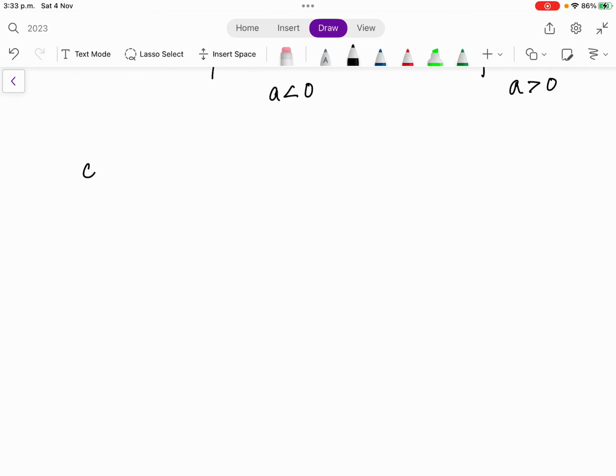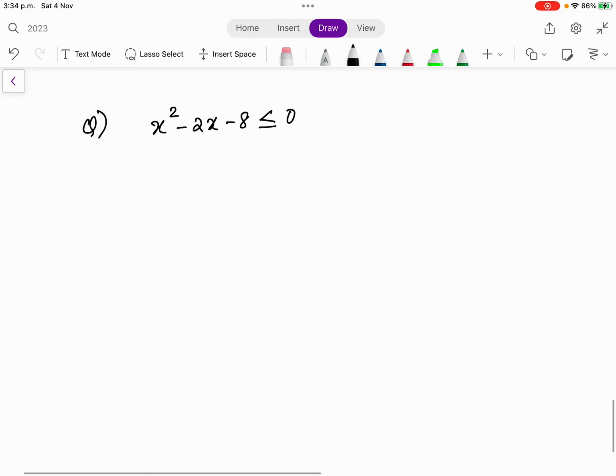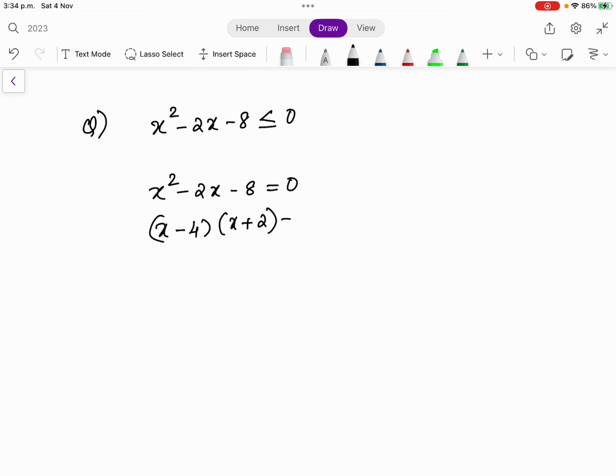Okay, so let's take an example. x² − 2x − 8 ≤ 0. This is the inequality which we need to solve. To solve it, you first solve the equation just like a normal quadratic equation. So x² − 2x − 8 = 0, and the factors will be (x − 4)(x + 2) = 0. So x = 4 and x = −2.